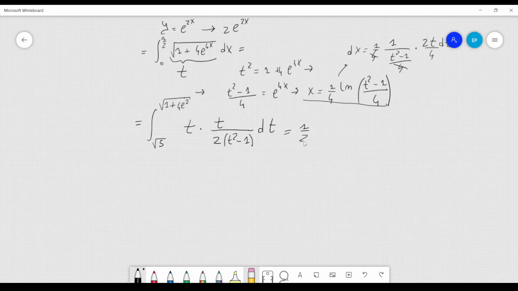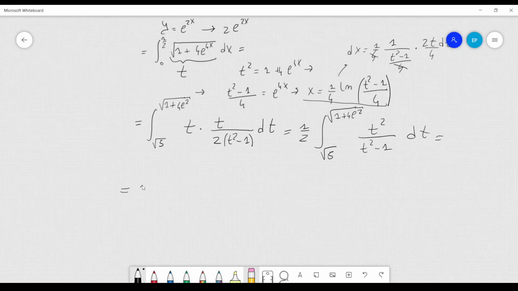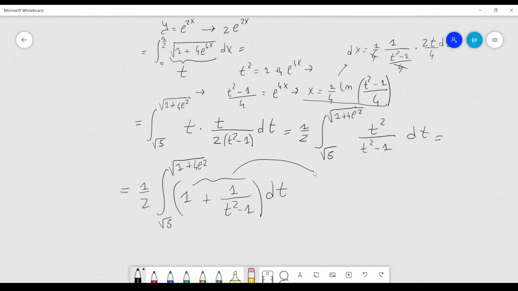We have 1 over 2 integral from the square root of 5 to the square root of 1 plus 4e squared of t squared divided by t squared minus 1 dt, and this is equal to 1/2. We can rewrite the integrand like this. So first let me rewrite the limits of integration. Then here we can rewrite it as 1 plus 1 over t squared minus 1. You can check that this integrand is equal to that one if you put these two terms together.